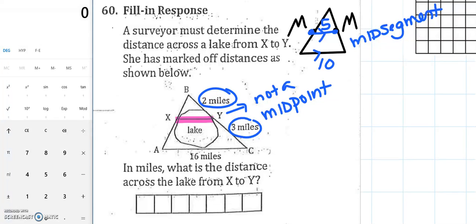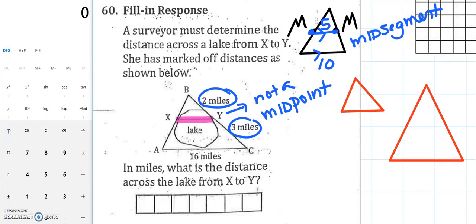Instead, we need to break out the two triangles that we have here and think about which pieces match up and then form a proportion. So what I'm going to do now is break out the two triangles that I have. I'm going to break out the top triangle, which is BXY, so it's the smaller one. And then I'm going to break out the big triangle from B to A to C, the overlapping big one. All right, so those are my two triangles.